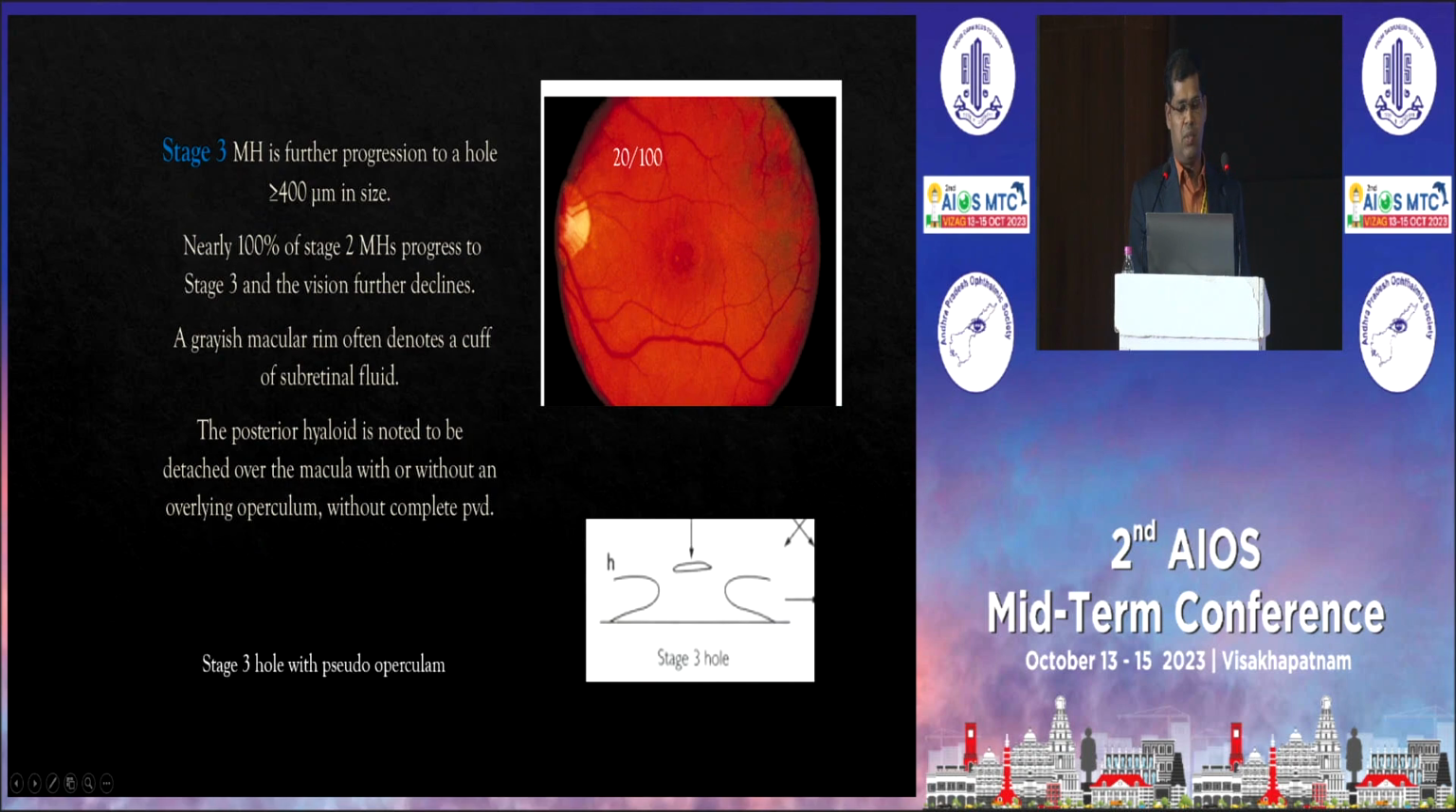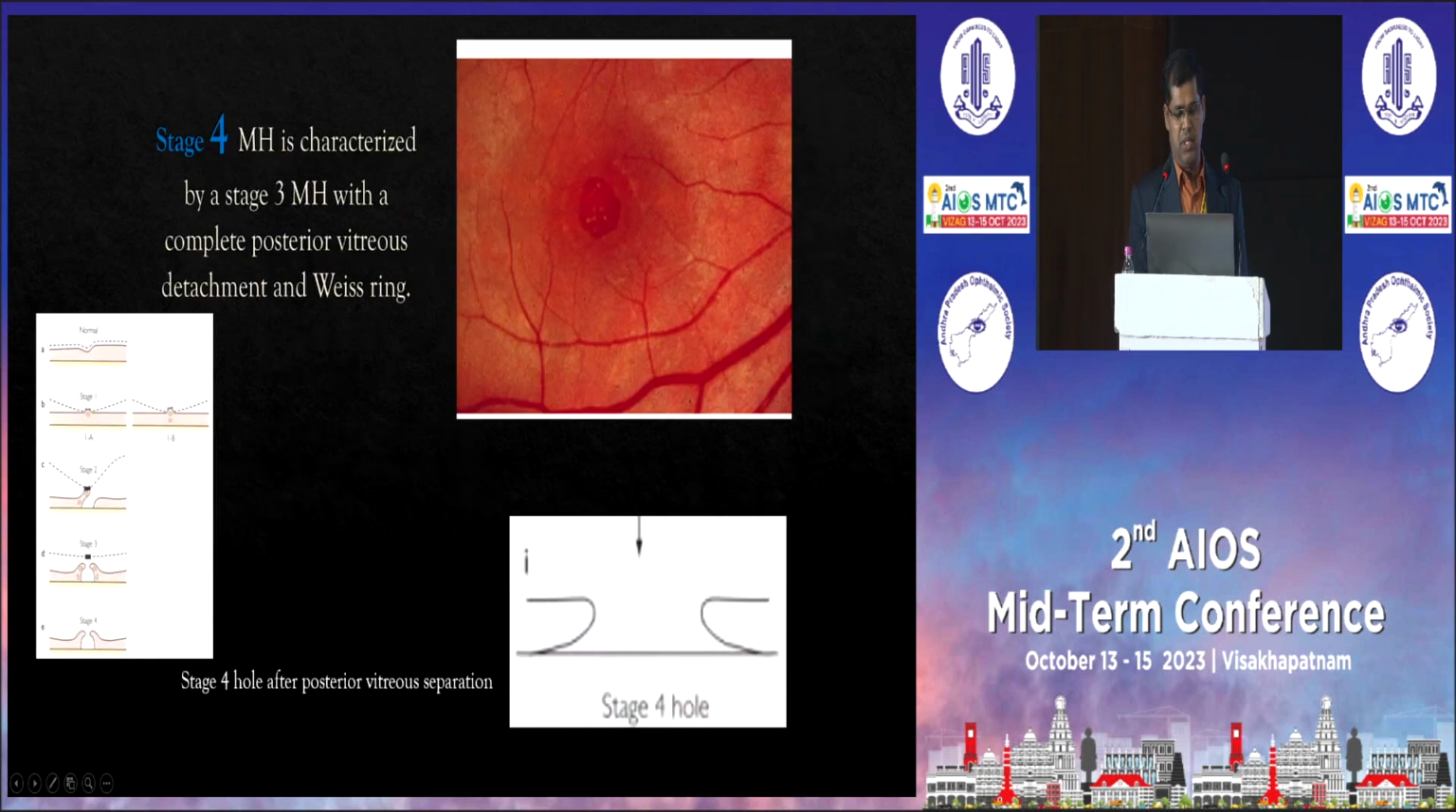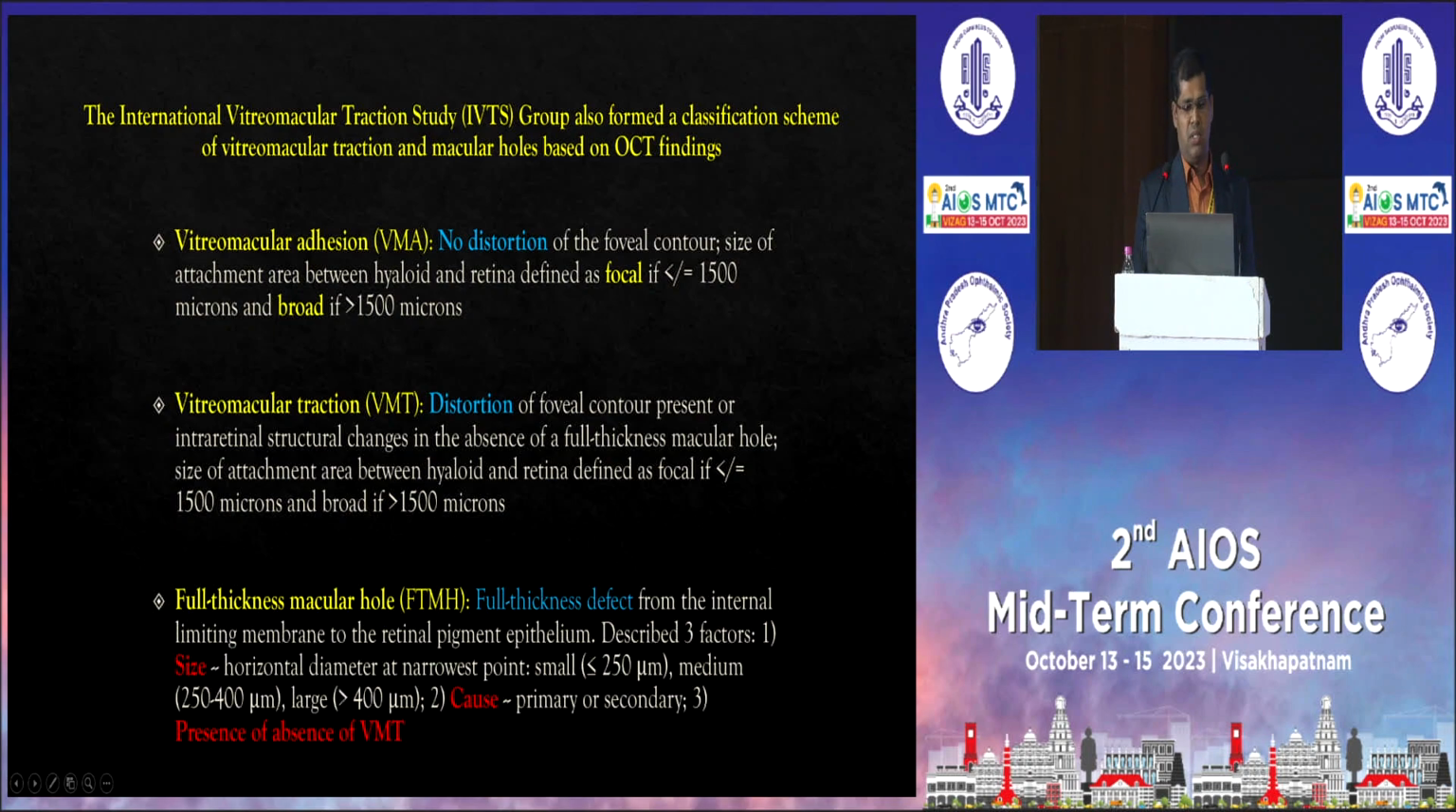Stage 3 macular hole is a full thickness hole of size more than 400 microns. Nearly 100% of stage 2 will convert to stage 3. The posterior hyaloid here is completely detached, and we can see an operculum, but it is still attached at the optic disc. Coming to stage 4, the posterior vitreous detachment is also seen at the optic disc. In the international vitreomacular traction classification on OCT, we have vitreomacular adhesion, traction, and the full thickness macular hole.